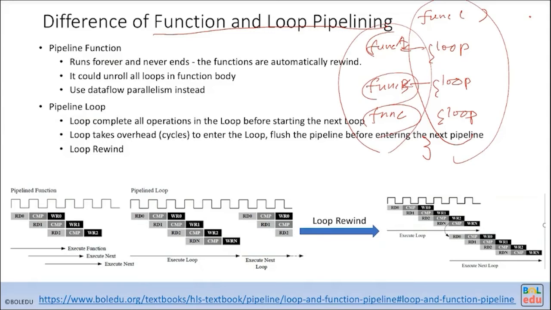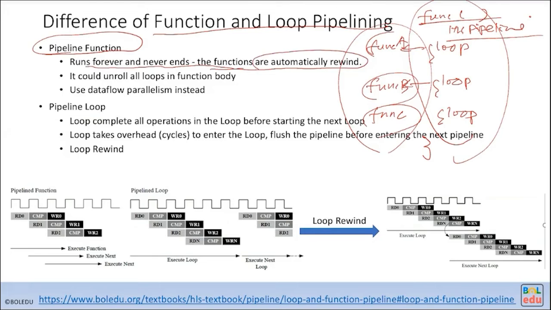Okay, so for a pipeline function, if you put a pipeline on the function, the function runs forever and never ends. That means the function automatically rewinds. And for this function, if you put the pipeline here, it will unroll all the loops in the function body. So in this case, you really should use the data flow.